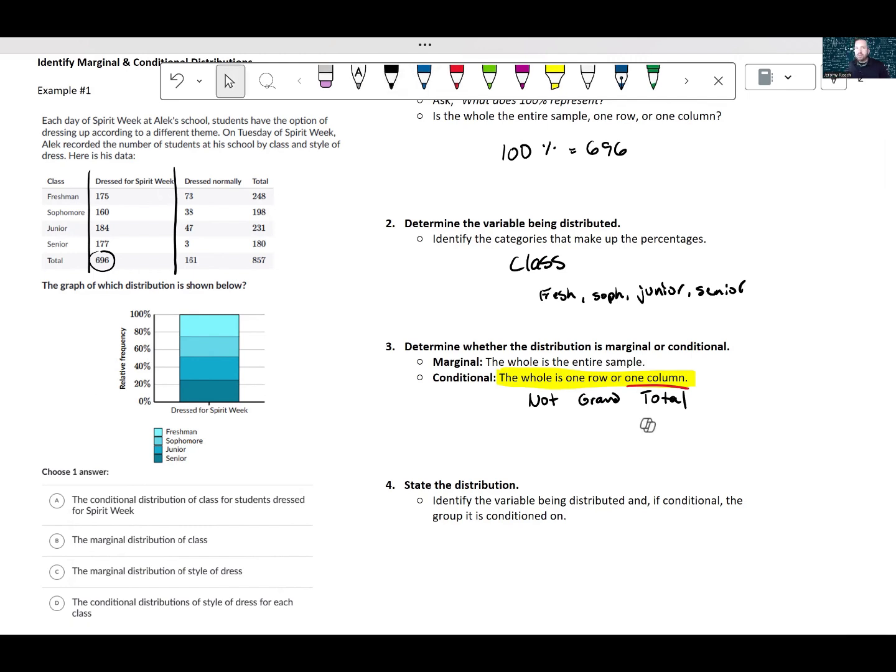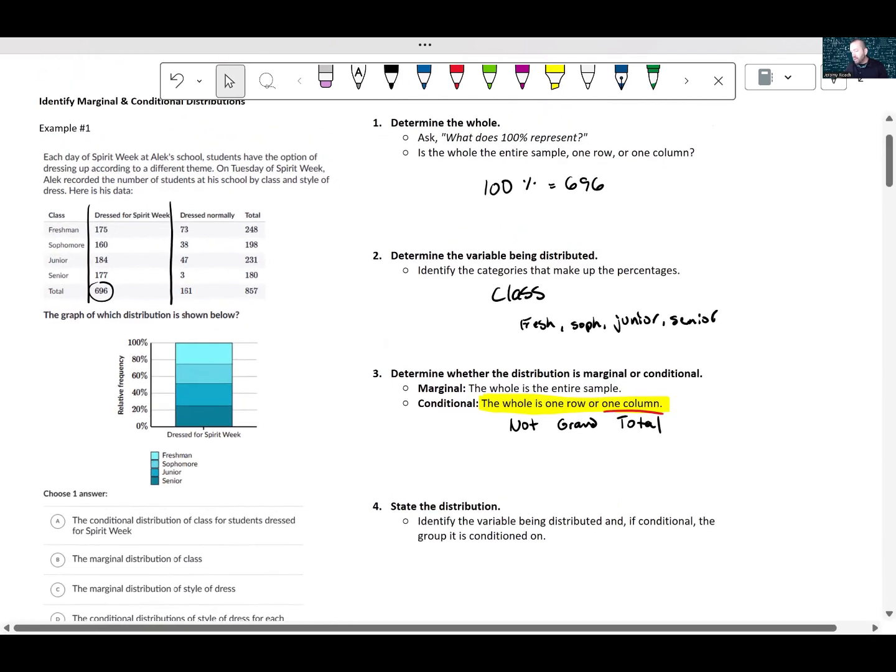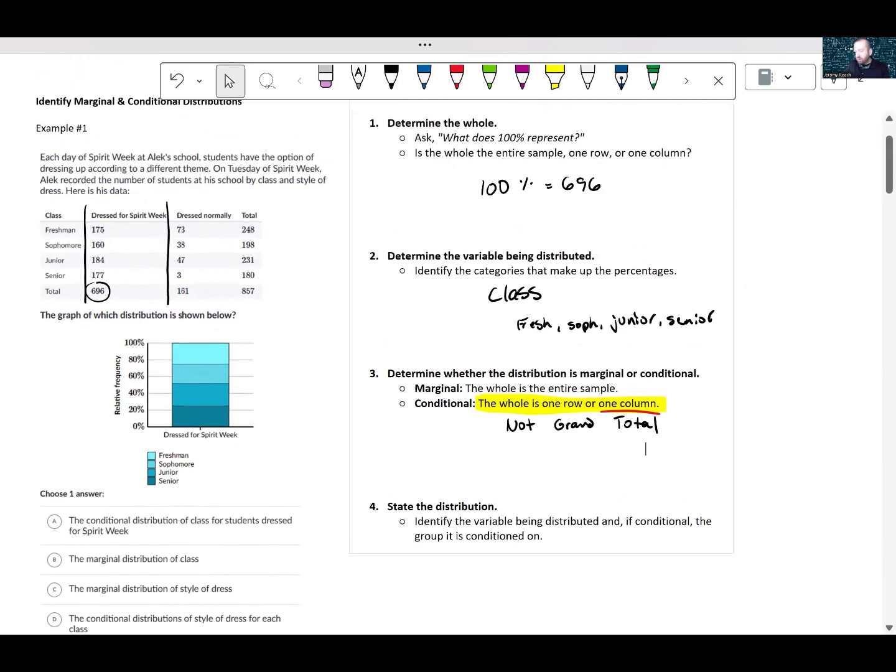All right, and now we want to state the distribution. We want to figure out the variable being distributed, and if it's conditional, the group that it's conditioned on. And so this graph shows the conditional distribution of students who are dressed for Spirit Week. So we're just combining steps 1 and 3 and putting this into a sentence. So if we look at our answer choices, this is answer choice A. It's the conditional distribution of students who are dressed for Spirit Week. So it's on the condition that the students are dressed for Spirit Week, and that would equal the 100%.